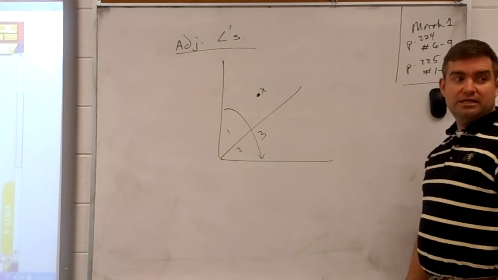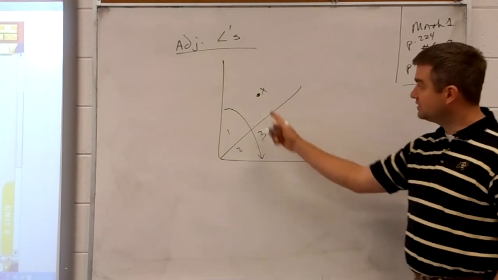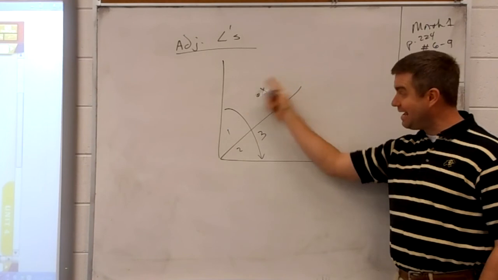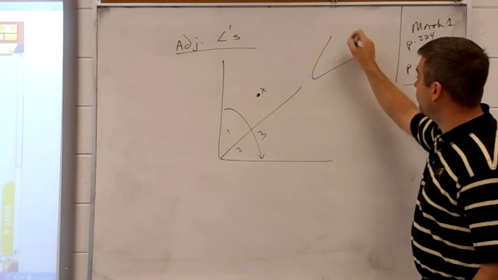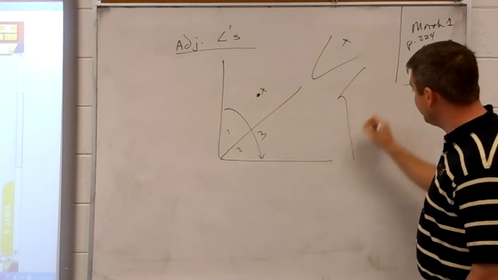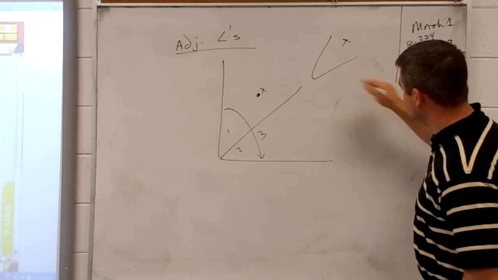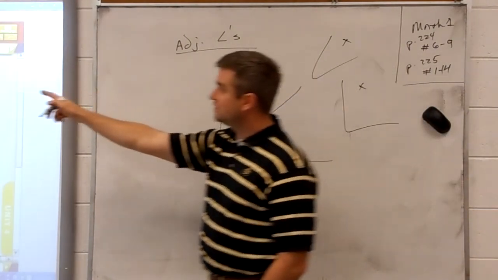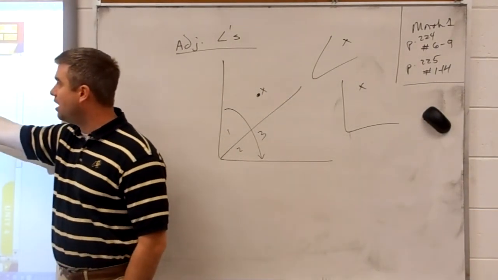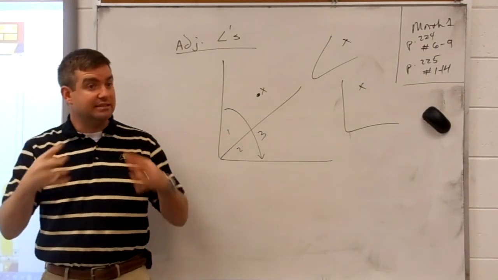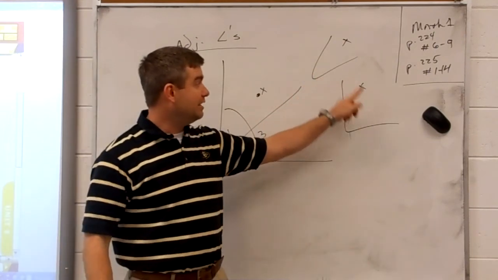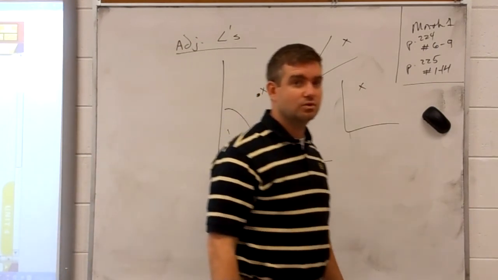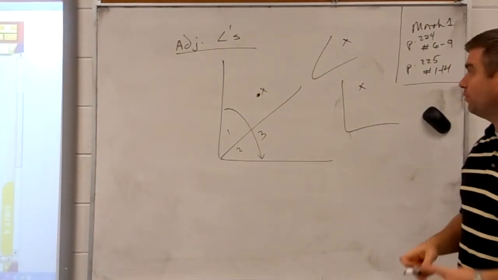Anybody else? Yes? Why aren't they adjacent? Because they overlap, because point X is in angle 1 and it's in angle 3, right? Angle 1's got X, and angle 3 would look like this. It's also got X. Look at the definition. It says they have no common interior points. Common means the same. So angle 1 and angle 3 both have X in them. They can't be adjacent. They can't share any points.